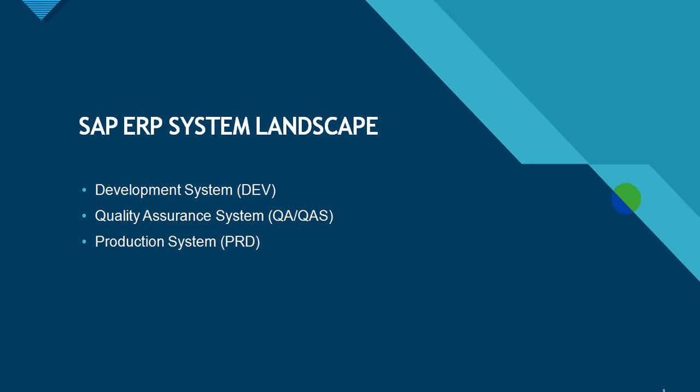Then you have the production system. Once everything is fine, you move it to the production system, where you carry out real business transactions, or real organizational transactions. Now, you don't do training or testing on the production system. Everything you do there, you account for it. They are subject to audit. So that is how the SAP ERP landscape is structured.